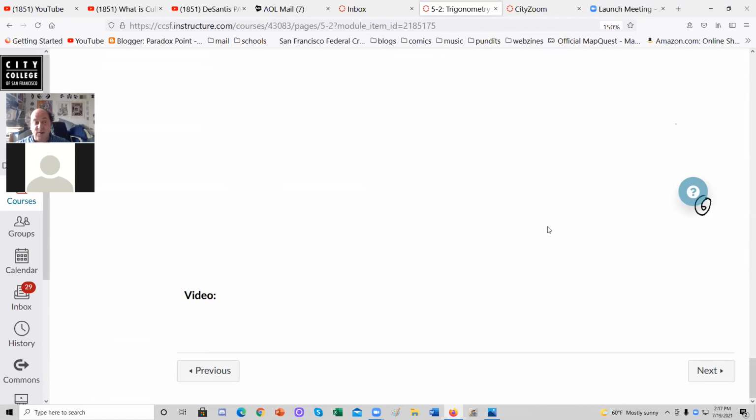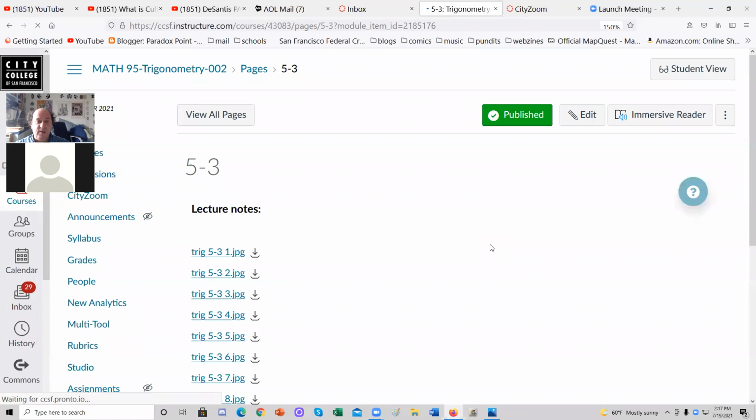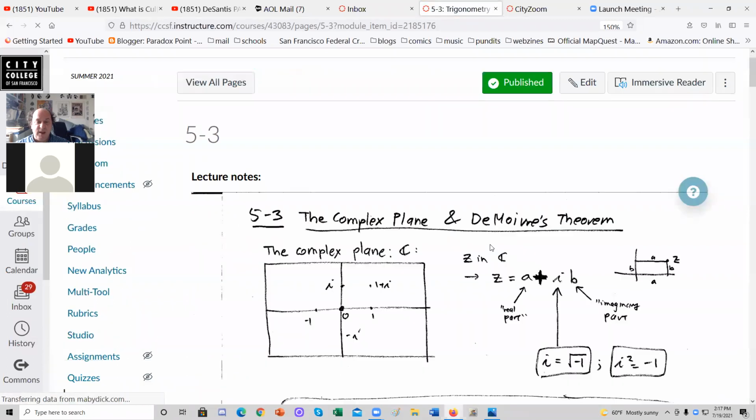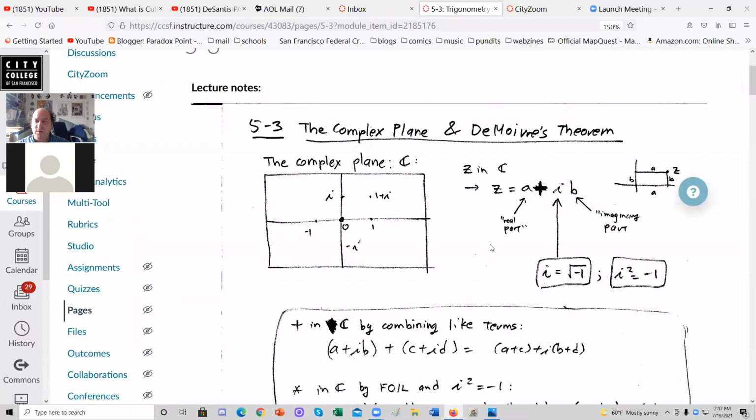This is why I made it an extra credit assignment. But we move on to 5.3. The complex plane and de Moivre's theorem. Big stuff. Okay, the complex plane, denoted by a fractal C.